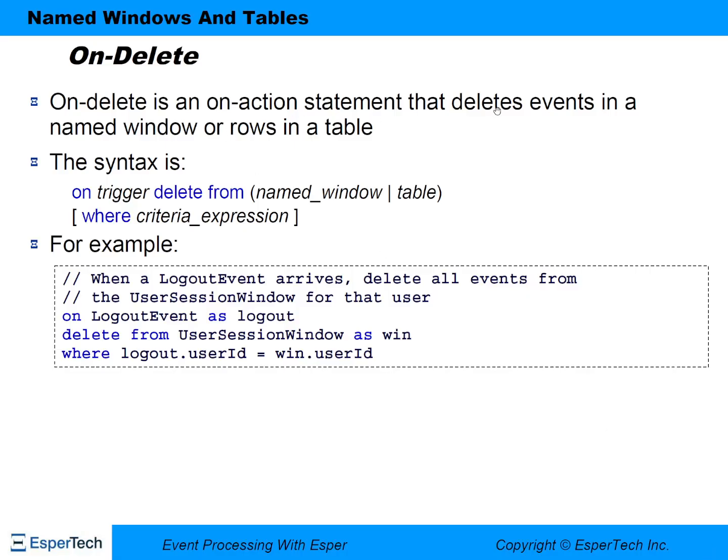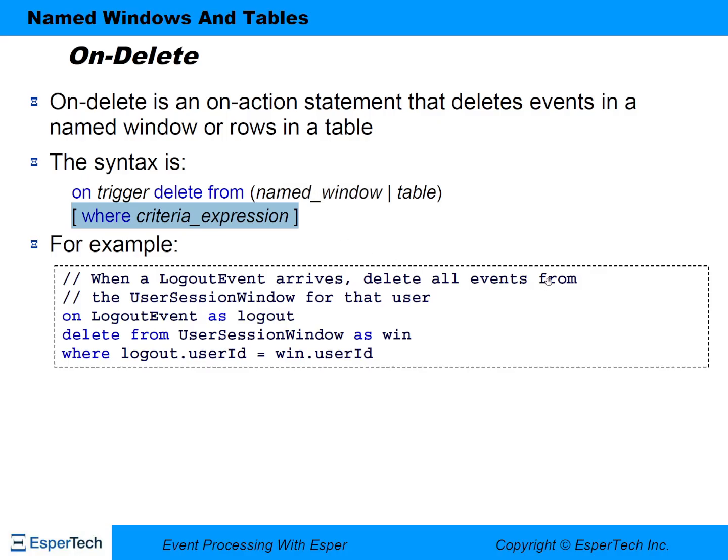OnDelete is an on-action statement that deletes events in a named window or rows in a table. The syntax is onTrigger. Delete from named window name or table name. Optionally, the where keyword followed by a criteria expression.